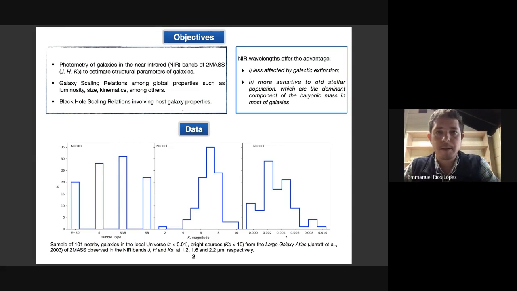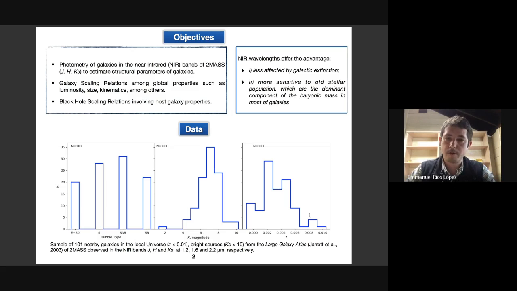The objective of this work was mainly to perform a photometric study of nearby galaxies. We use the 2MASS data in the three near infrared bands of 2MASS in order to estimate the structural parameters of galaxies. We focus on the scaling relations among global properties such as luminosity, size, and kinematics, and also those involving the black hole scaling relations with the host galaxy properties.